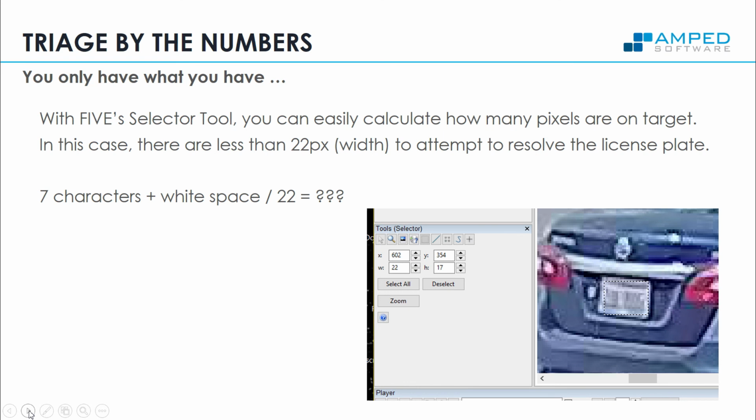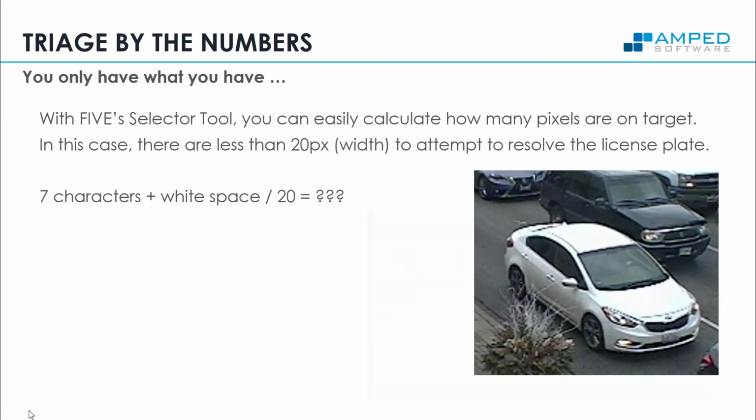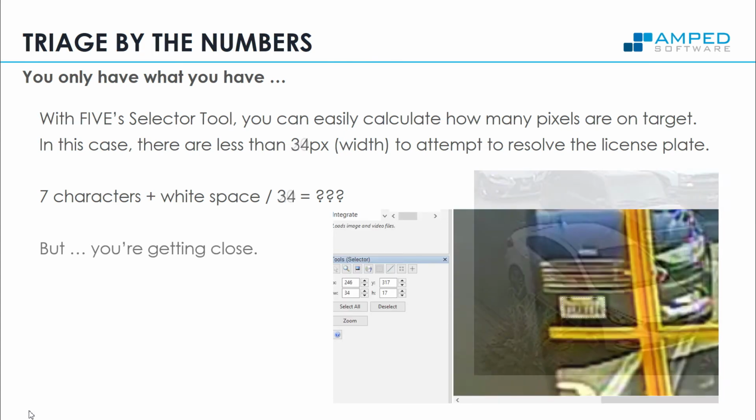And we can look at some other instances of this. We have 22 pixels wide. We have a license plate with 7 characters, a center medallion, and the white space around it. The math just does not add up. But with the selector tool, we can easily triage things. Same thing here. How many pixels on target? Do I even stand a chance with 20 pixels of width?